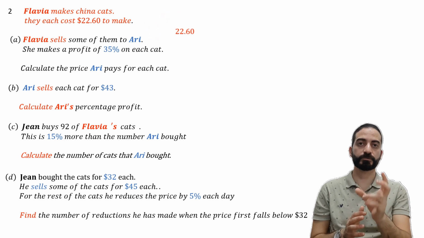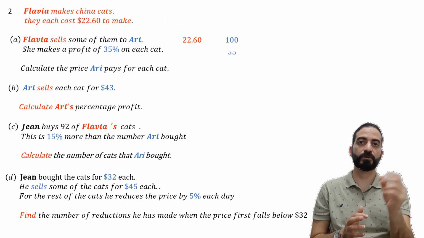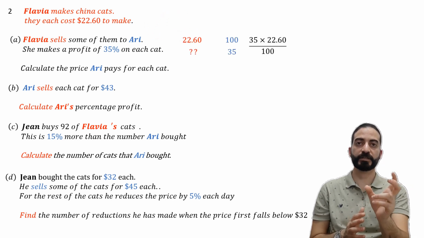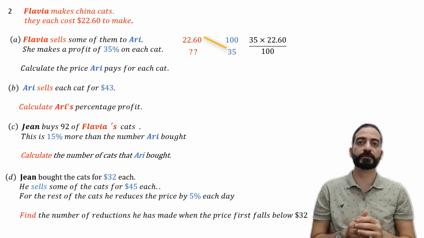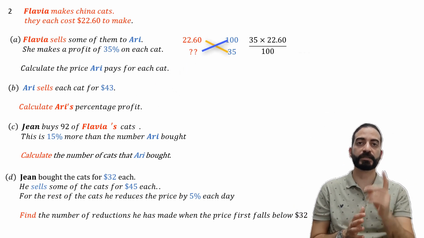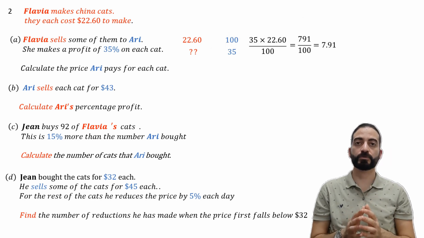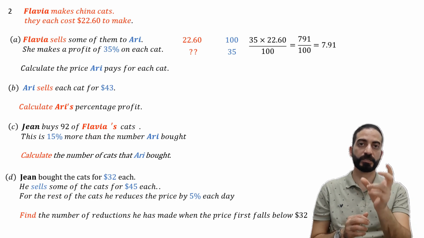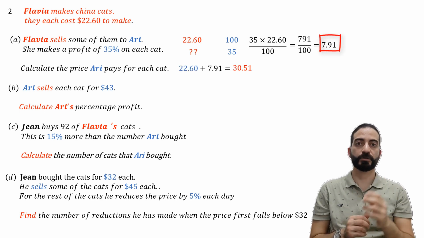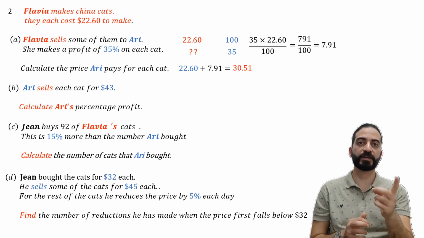Every $22.60 is 100%. $35, how many in percent? So we multiply the opposite numbers by each other and divide them by the number opposite to the question mark. Now we want to know the price Ari pays for each cat. We must add $22.60 and this answer, and in this way we have obtained the final answer.